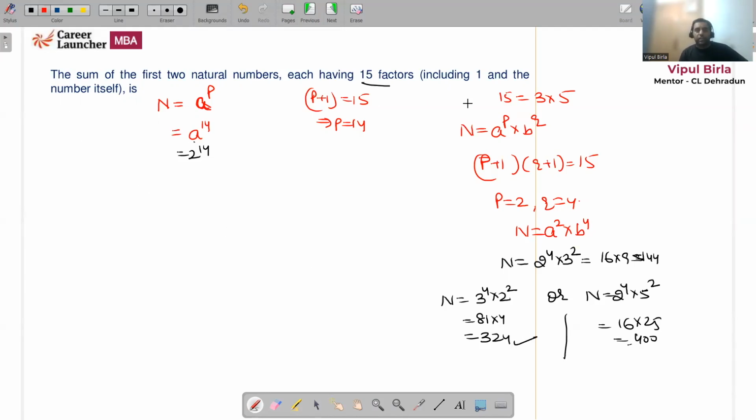So the question says sum of the two natural numbers. The first will be 2 to the power 4 into 3 square, which equals 144. And the second will be 2 square into 3 to the power 4, which equals 324. So the sum will be 468, which is the answer to this question.